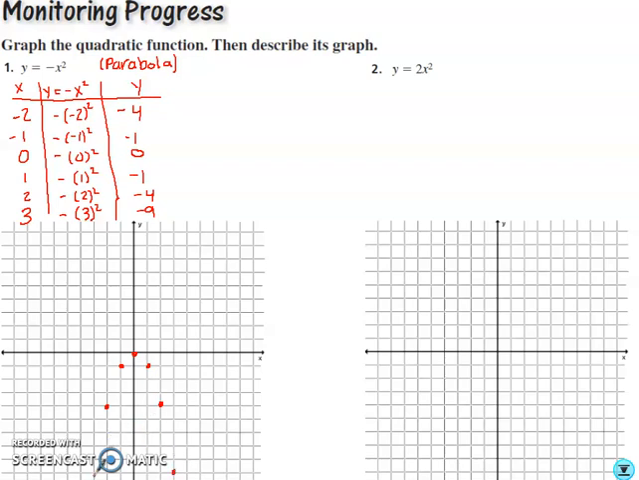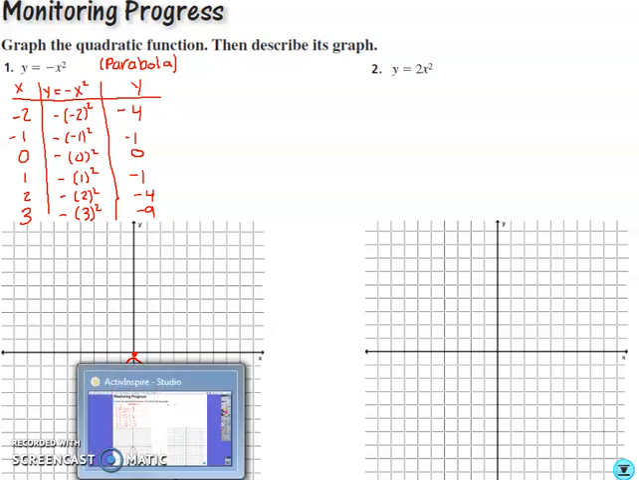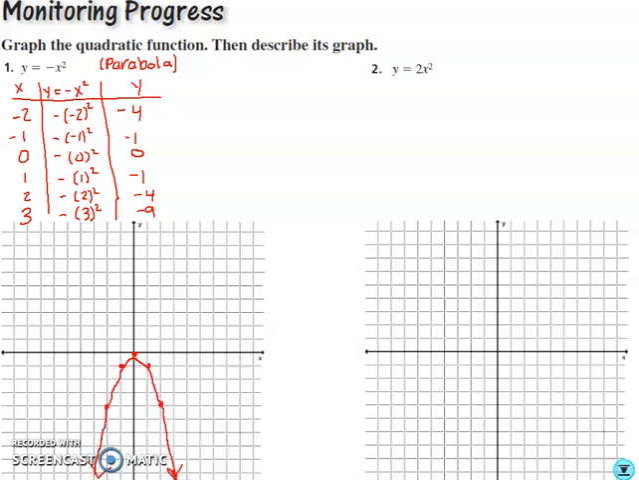So my graph is going to look like this. It does still have that U shape, but since there is a negative in front, it does cause all my y values to become negative. So that graph is now pointing downwards instead of upwards. Go ahead and take a moment to pause the video and try number 2 on your own.